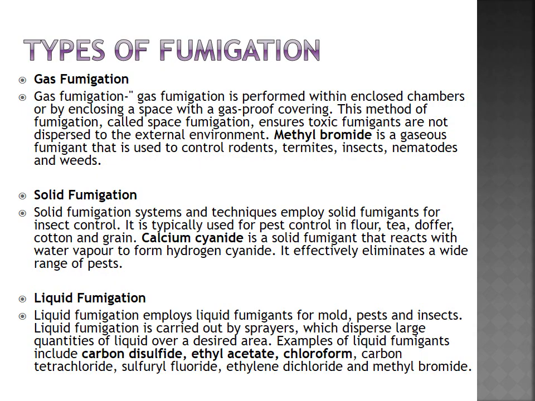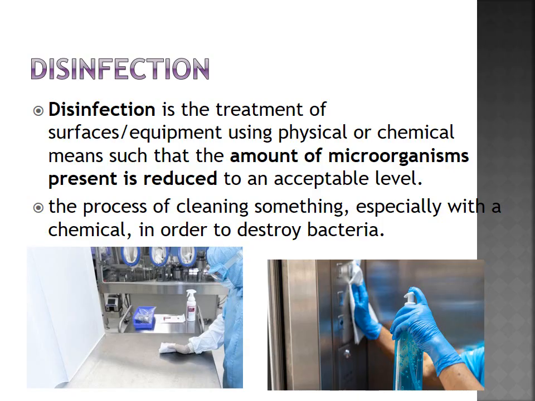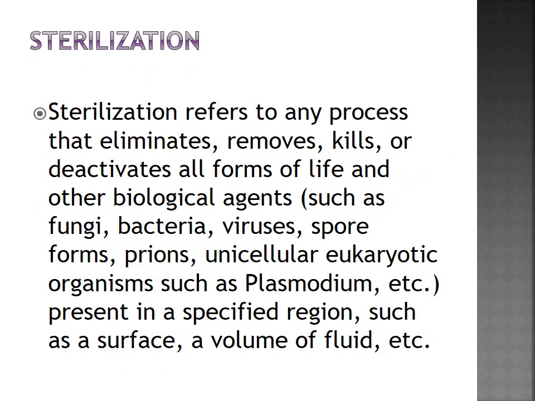Now, different types of fumigation are gas fumigation and solid fumigation. We learned it in the first year. Even this you have learned: disinfection, the treatment of surfaces or equipment with physical or chemical means such that the amount of microorganisms present is reduced. So how do we do this? You're disinfecting the surfaces, the stainless steel cupboards, the walls.